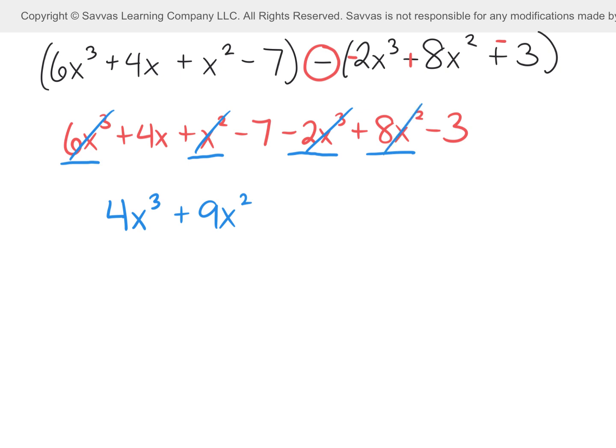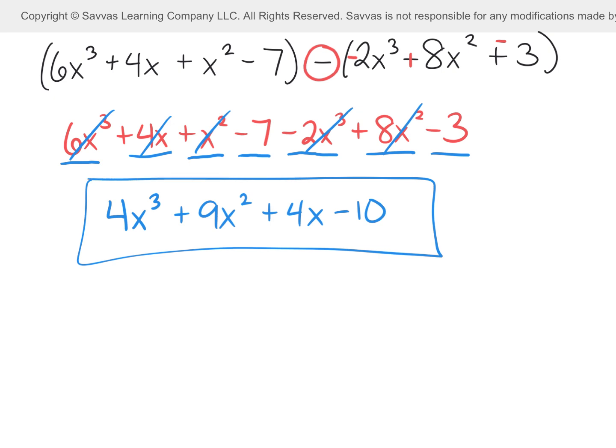What comes next? 4x. Yep, does 4x have a like term? Nope, so we just leave it how it is. And then what's last? Negative 7 minus 3 is negative 10. Check two things. Are we in standard form? Yes. Are we in simplest form? Yes. That is my final answer.